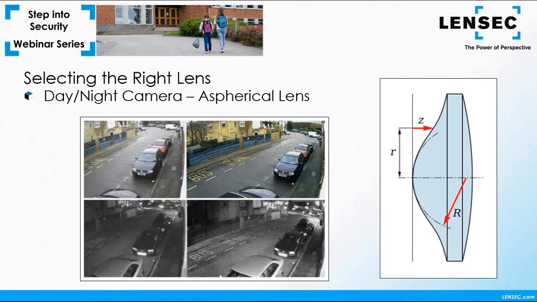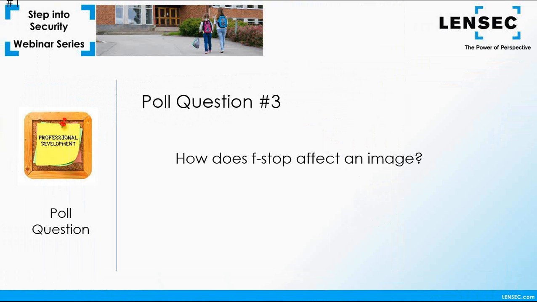When you're using a day-night camera, it's important to use an aspherical lens. When you're using a standard lens during the day, a camera image may be sharp and in focus. However, when a camera changes to black and white during the night mode, the camera may lose its clarity and focus. An aspherical lens is shaped differently than a standard lens, and it allows the camera to maintain a sharp focus whether the camera is in day mode or night mode.